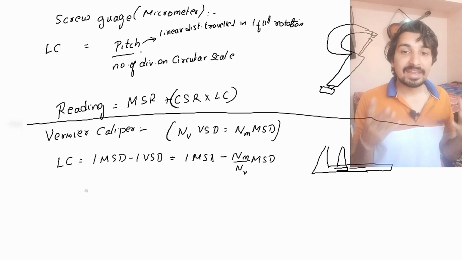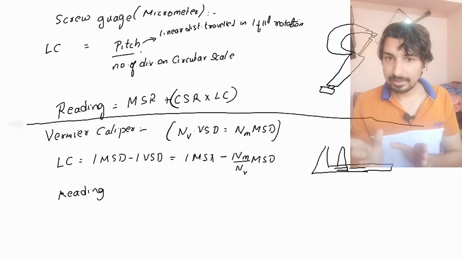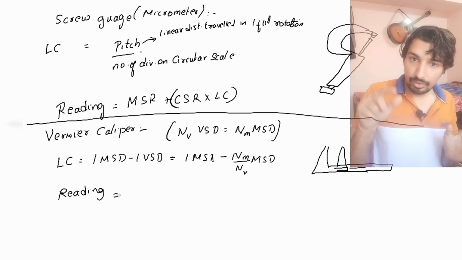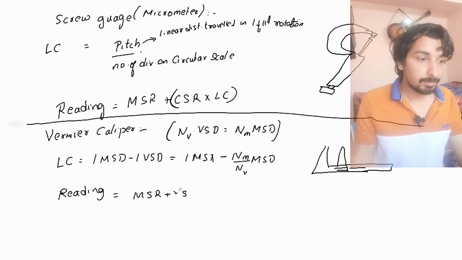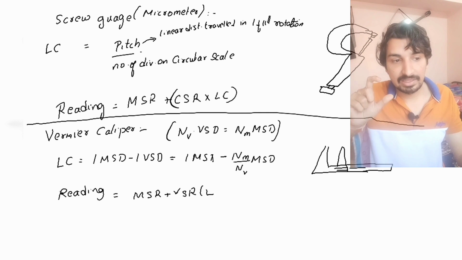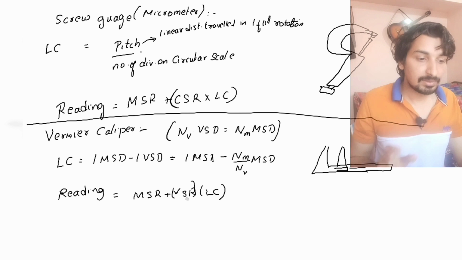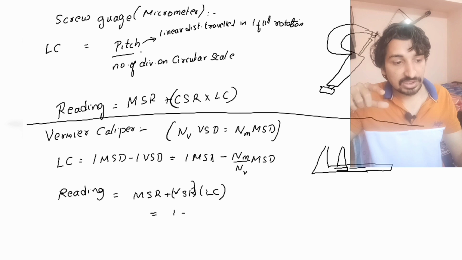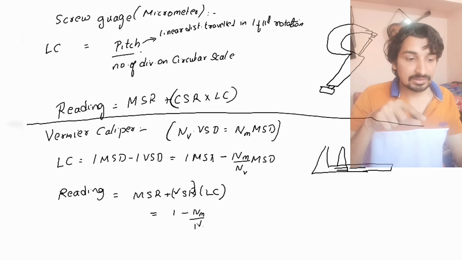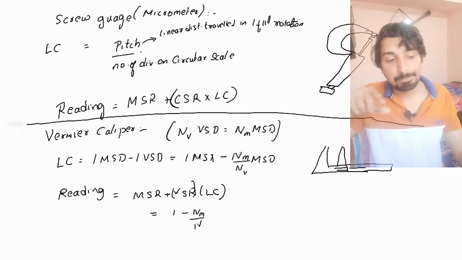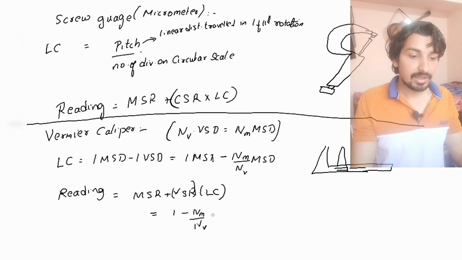And what's the final reading? Here again the final reading is the main scale reading plus the vernier scale reading into the least count. This is almost similar to the previous one. Even in the screw gauge you had the same thing, main scale reading plus circular scale reading. Here it's the vernier scale reading into the least count. You know the vernier scale reading from the previous question, we derived it. If you substitute and take common, you get 1 minus NM by NV into the main scale division.